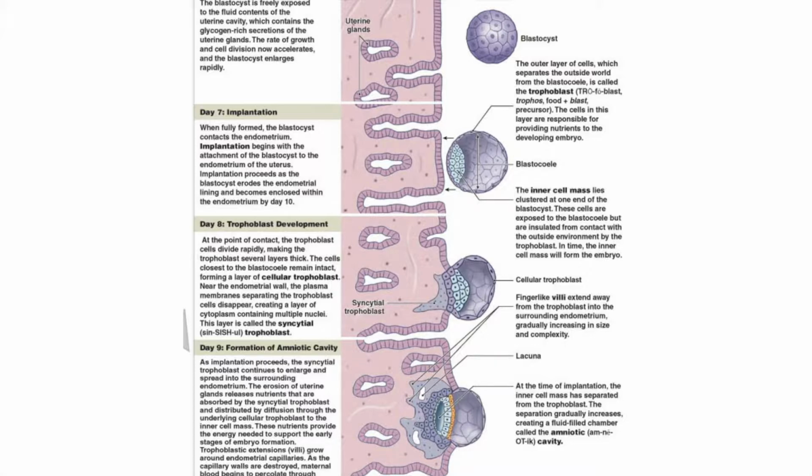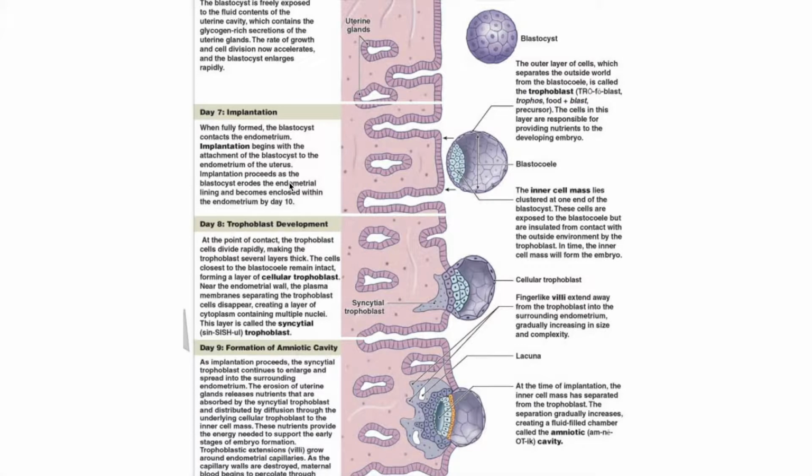glycogen secretions from the uterus cause the morula to rearrange into a hollow ball called a blastocyst. So here's the blastocyst, here's a cross section through it. The cavity is called the blastocoel. The outer layer of the blastocyst is called the trophoblast. It is responsible for providing nutrients to the developing embryo and will form the placenta. The inside of the blastocyst is called the inner cell mass, which will become the fetus.